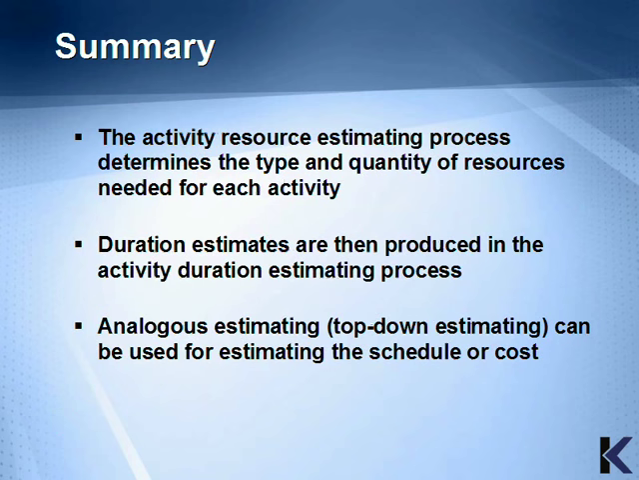The activity resource estimating process determines the type and quantity of resources needed for each activity. Duration estimates are then produced in the activity duration estimating process. Analogous estimating, also known as top-down estimating, can be used for estimating the schedule or cost.